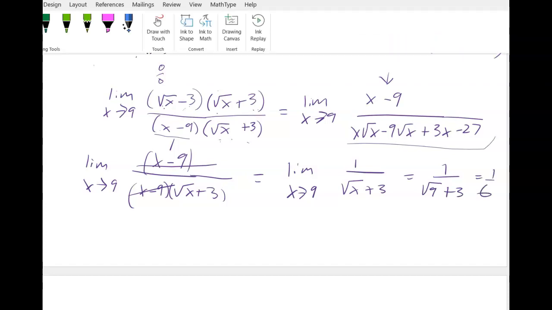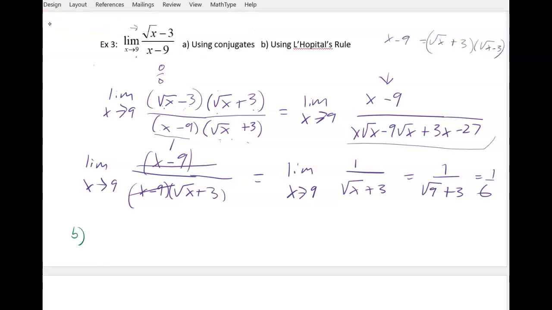Now, if I do this using L'Hopital's rule, as it says to do in part B, I'm going to take the limit as x goes to 9 of the derivative of the top, and I can do this because I had 0 over 0. Derivative of the square root of x minus 3, well, the derivative of the minus 3 will be 0. Derivative of the square root of x is 1 over 2 square roots of x. That should be pretty well known to you by now. Derivative of x minus 9, derivative of the bottom, simply a 1. So I get the limit, and this should be a goes to, not a minus, as x goes to 9 of 1 over 2 square roots of x, which is 1 over 2 square roots of 9, which is 1/6.